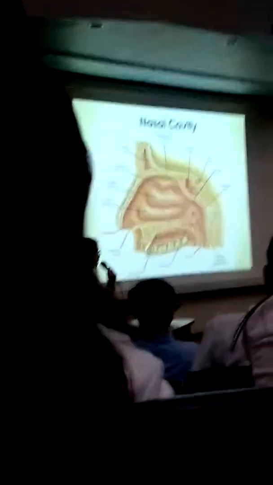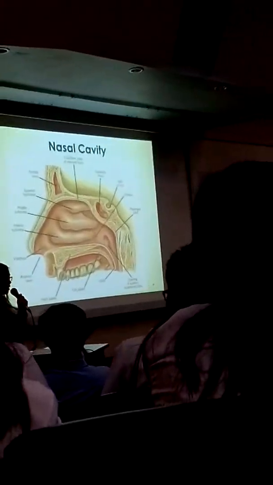and olfactory portion. So the lining epithelium of your vestibule is the same as that of the skin. The respiratory portion is the same as the rest of the respiratory system. It is a pseudostratified columnar ciliated epithelium. It occupies the inferior two-thirds of the nasal cavity.